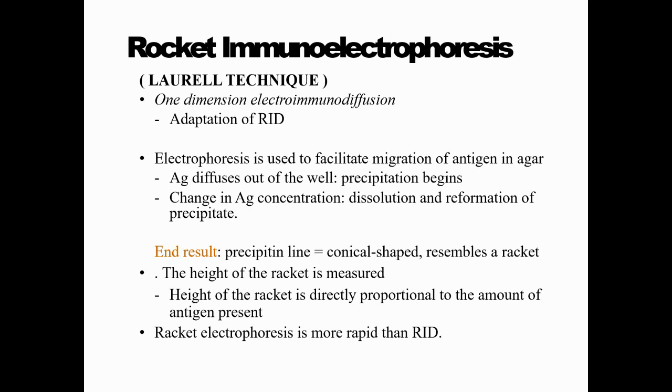The antigen will be diffused from the well, and then the precipitation will be initiated, and there will be a change in antigen concentration. So the dissolution and reformation of precipitation will take place. The end result in the precipitin line is a conical shape which resembles a rocket. We have seen the precipitin line, right? Here a conical shaped precipitate line will be there. The height of the rocket is measured, and that's why it earned the name rocket immunoelectrophoresis.